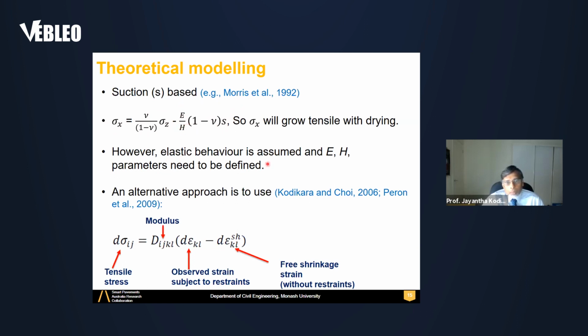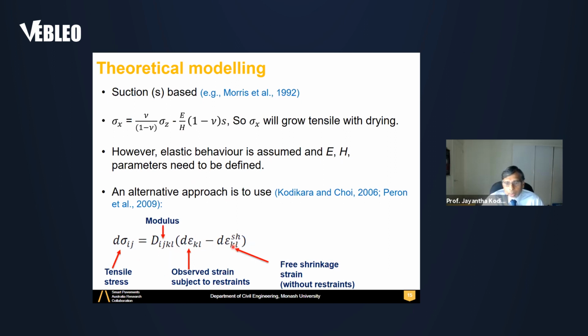However, they are elastic properties. We know these properties change significantly as soil dries, and it's a highly nonlinear process. Therefore, an alternative approach is needed, and we use the incremental representation of stress development. The tensile stress increment is a function of the tangent modulus at the time, times the effective strain. That strain is given by the observed strain, the true strain observed, minus the free shrinkage.